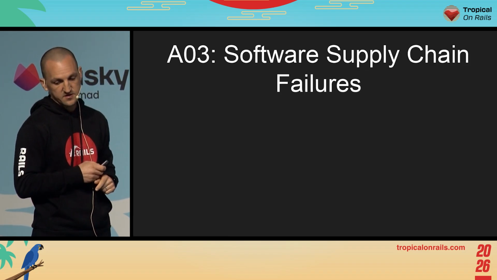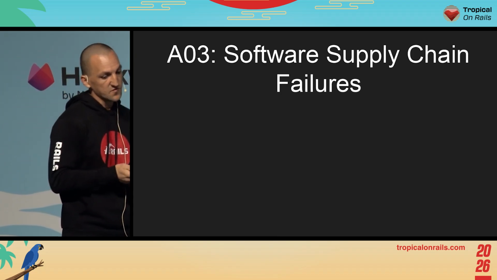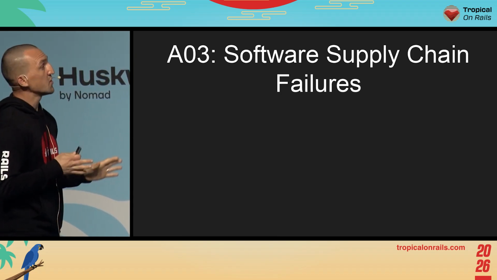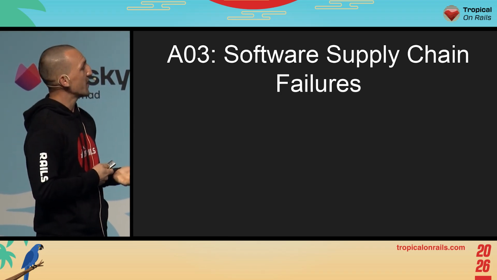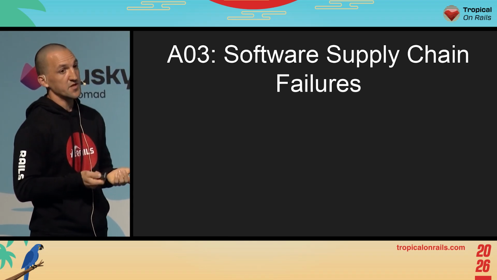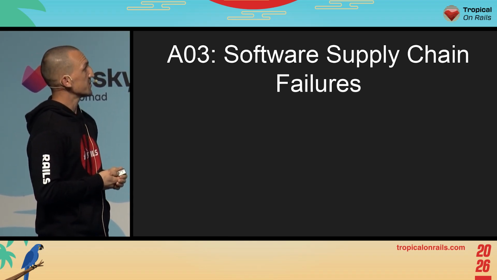And the next category is software supply chain failures. Not the one we had last year with Ruby Central. That wasn't one. This one is more when you are deploying vulnerable dependencies to your production servers.